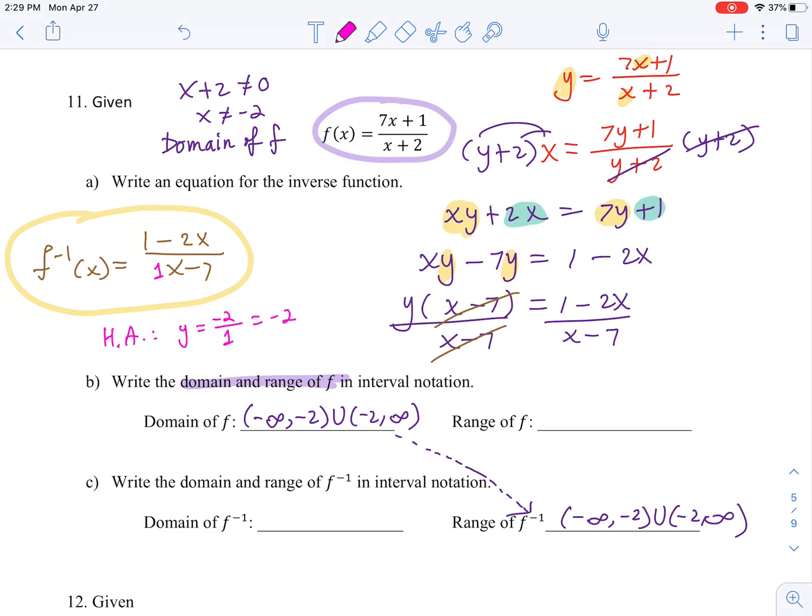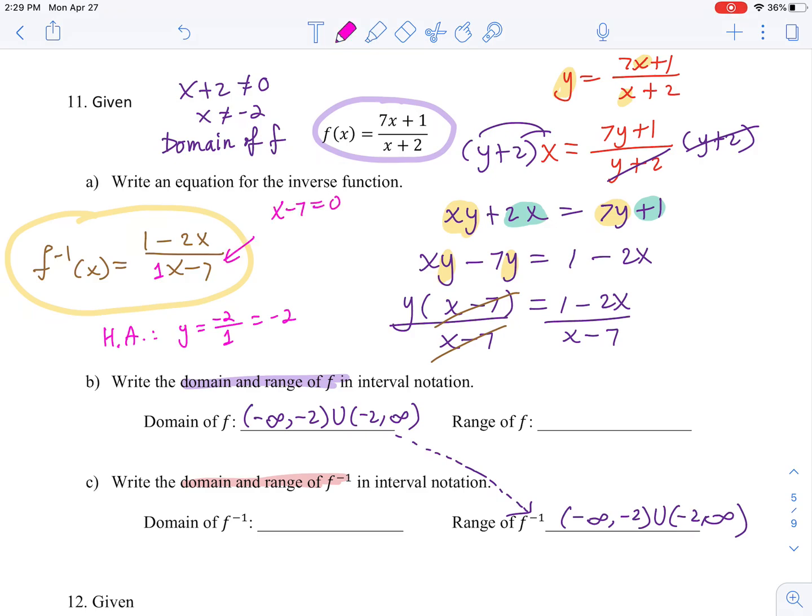Like I said, to find the range, you would have to use the horizontal asymptote and show that it's not going to cross that horizontal asymptote. But what I can do is this: I can go ahead and find the domain of f inverse, and just say that's going to be the same thing as the range of f.